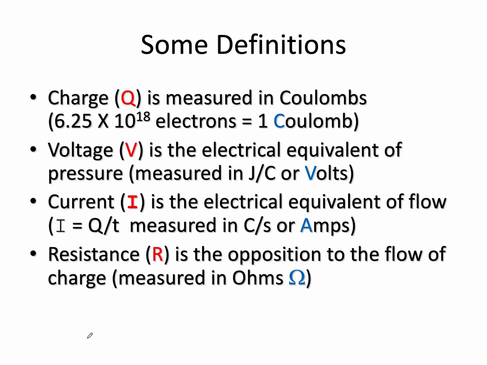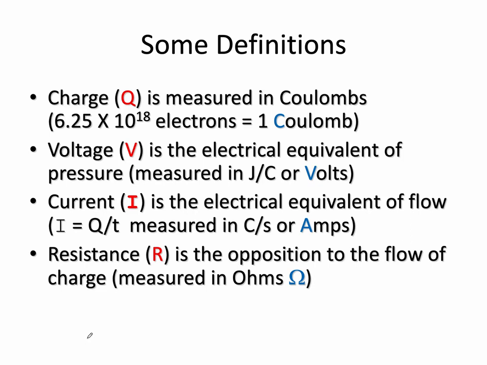Voltage, represented with the variable capital V, is the electrical equivalent of pressure. So, for example, the plugs in this room are 120 volts. It's a measure of the electrical pressure involved. And it's measured in joules per coulomb, but because it's used so frequently, it's given its own unit called the volt. Oddly enough, volt is abbreviated capital V as well, and so the variable for voltage is V, and the unit for voltage is V, which causes unending confusion.